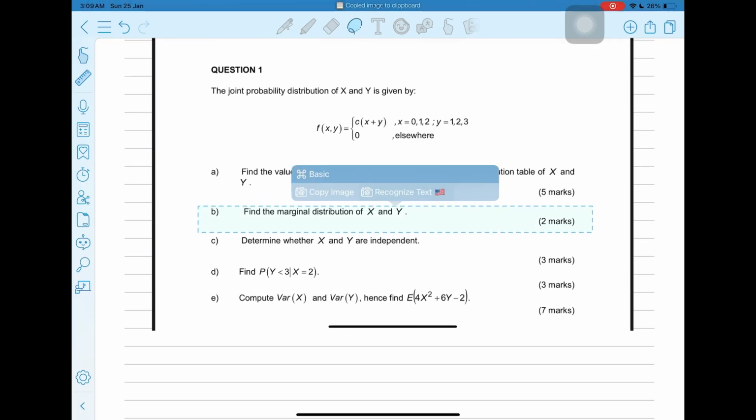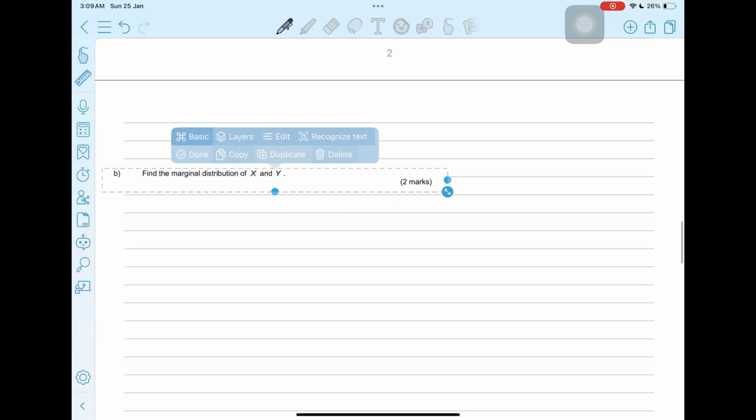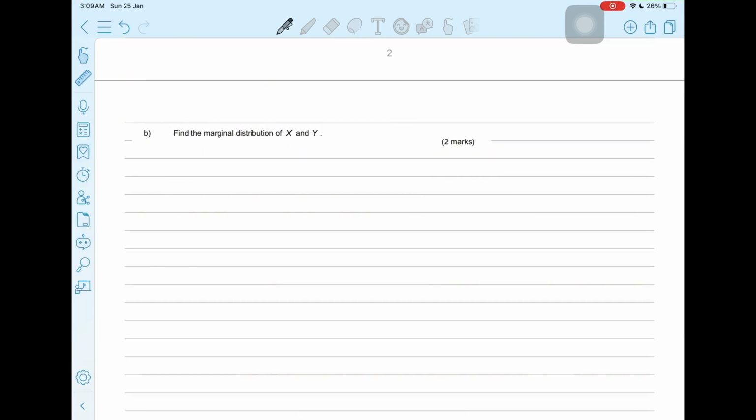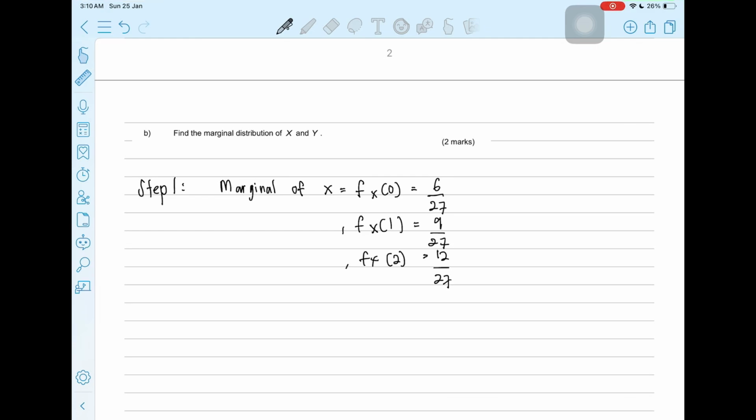Next, we move on to part B. Find the marginal distribution of x and y. So step 1, we find the marginal of x. So fx0 equal to 6 over 27. Then fx1 equal to 9 over 27, and fx2 equal to 12 over 27. So the total of them, we just calculate, and we get 27 over 27 equal to 1.